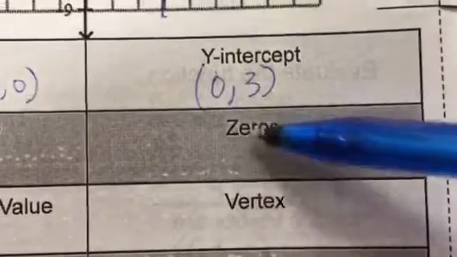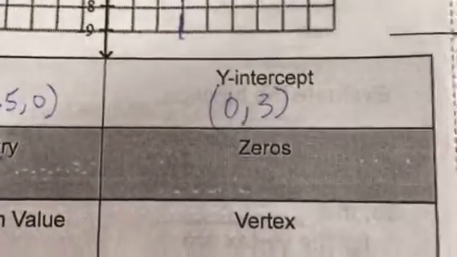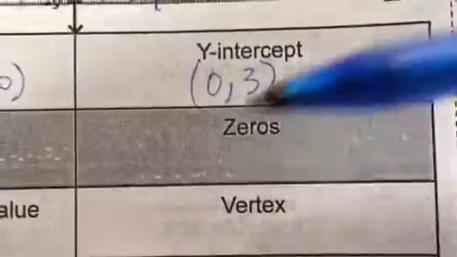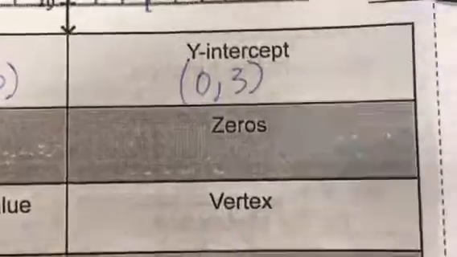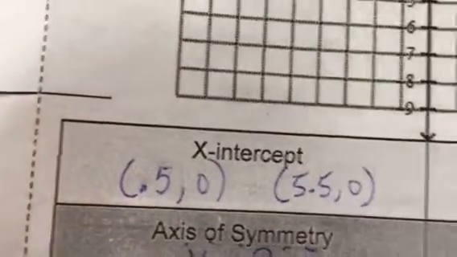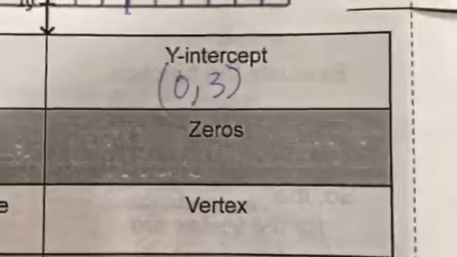Next, we want to find the zeros. Zeros are the same thing as the x-intercept, which is the same thing as solutions, which is the same thing as roots. However, when we're talking about zeros or roots or solutions, we're only looking at the x number. The x-intercepts are actual points, so they have an ordered pair. They're coordinates on the graph. The zeros are just like the answers or the solutions, so it's just the x values.